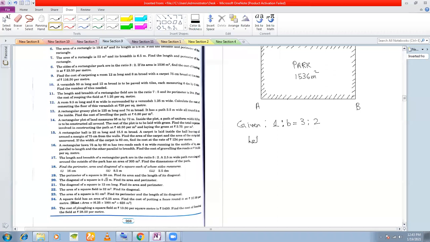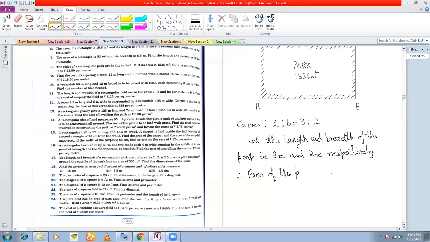So we start by saying let the length and breadth of the park be 3x and 2x respectively, because they are in the ratio 3 is to 2. Therefore, what should be the area of this park? Area of the park should be length into breadth, which is equal to 3x into 2x, which is equal to 6x square.